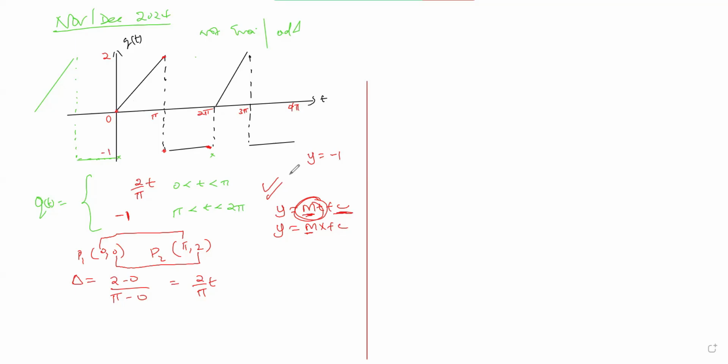This 2 over pi t is from 0 to pi, then -1 from pi to 2 pi. Now, note something interesting here. When you're calculating the Fourier series, the Fourier series from pi to 2 pi will be 0. Why? Because we are dealing with a constant. So you'll find that when you're doing the Fourier series, you'll only deal with this part majorly. But we shall see that.